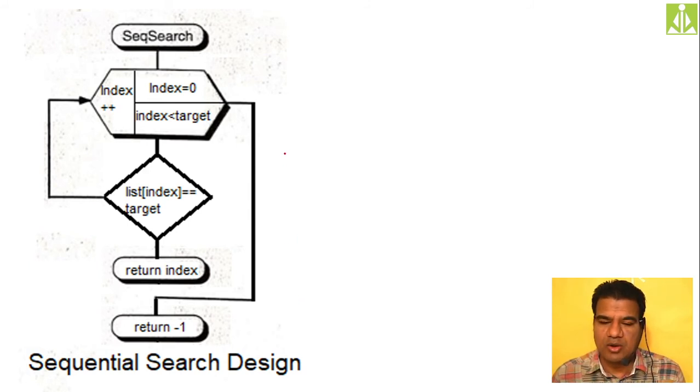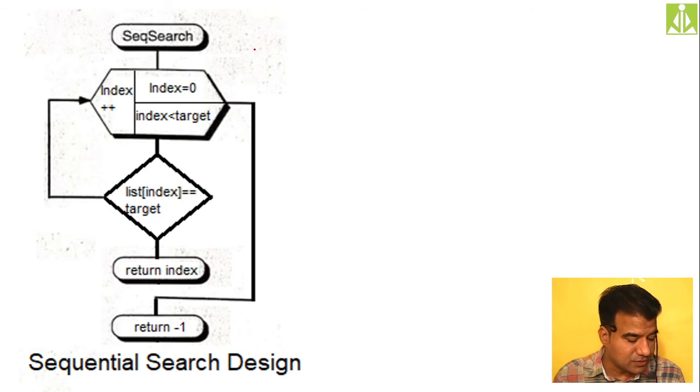We are taking a module called sequential search. Then we are doing the comparison with every element in the list. The index value initially we have taken as 0. This is something like a for loop. This is my condition: the index value should be less than the size in every iteration, and index plus plus.